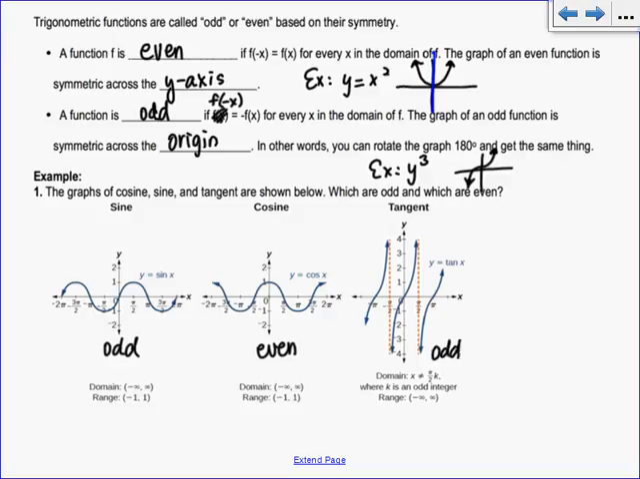Odd. One thing I did notice, I took this picture from somewhere, but the range bothers me. The range should have brackets on it. So the tangent one's fine, but it should be -1 to 1 with brackets on those.